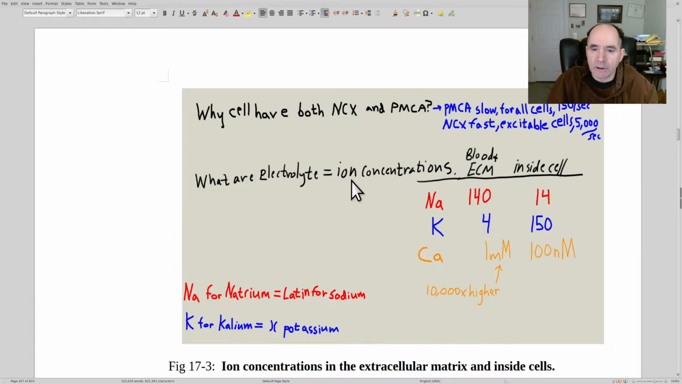Okay, here just shows a little bit about ion concentrations. Again, sodium's about 10 times higher in the ECM, extracellular matrix, compared to the intracellular part of the cell. With potassium, it's about the opposite. It's about 10 times higher inside the cell than outside the cell. And calcium's 10,000 to 15,000 times higher in concentration outside the cell. Okay, that's why we always got to pump against the gradient.